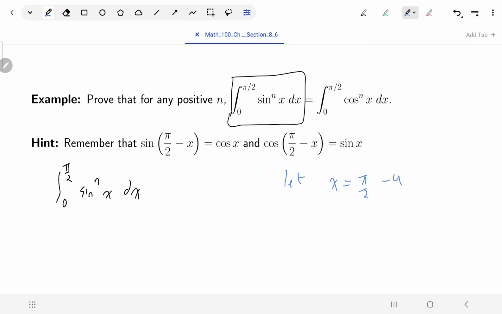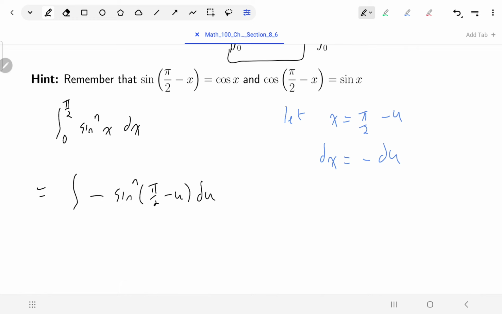So why are we doing that? Well, it's going to do one nice thing. dx would be the same thing as negative du. So I know what I can transform the dx into. That'll be negative du. So I've got part of my substitution already done. Now it's going to be an integral of sine to the n of pi over 2 minus u, and instead of dx, it'll be minus du.